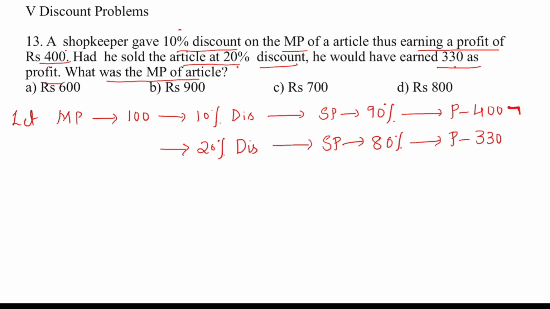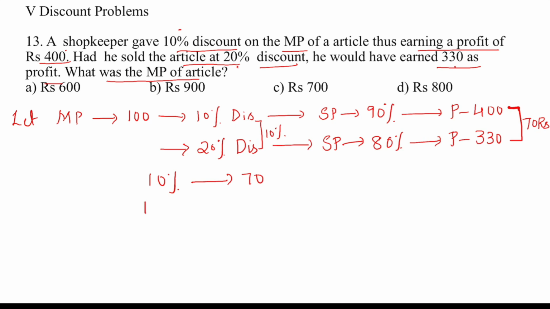That means the difference between the profits is how much? 70 rupees, isn't it? And the difference between the discount percent is how much? 10%. Means 10% is equal to 70 rupees. There is a 10% difference in discount, and 70 rupees is the difference in amount. So 10% can be equated to 70 rupees.